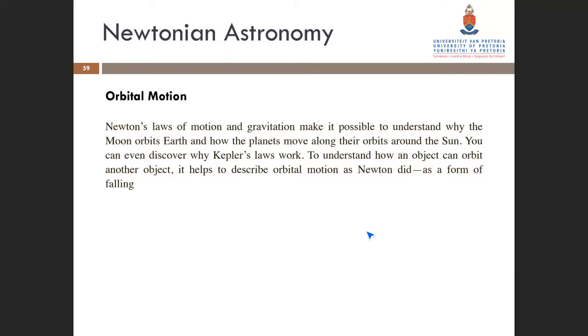So, orbital motion. Newton's laws of motion and gravitation make it possible to understand why the moon orbits Earth and how the planets move along their orbits around the sun. You can even discover why Kepler's laws work. To understand how an object can orbit another object, it helps to describe orbital motion as Newton did, as a form of falling.